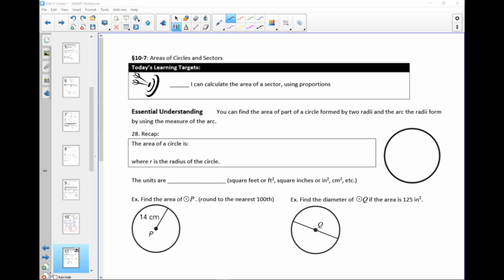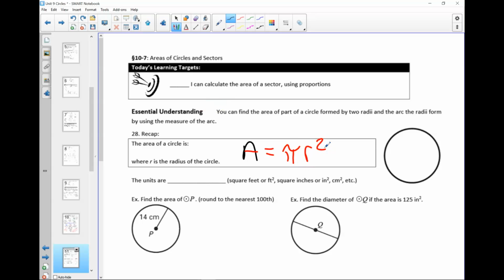This unit is going to be on areas of circles and sectors. So primarily what we're going to do is find areas of parts of a circle. Now you can find the area of a part of a circle formed by two radii and the arc, the radii formed by using the measures of the arc. Okay, so primarily what we're going to do is use A equals pi r squared.